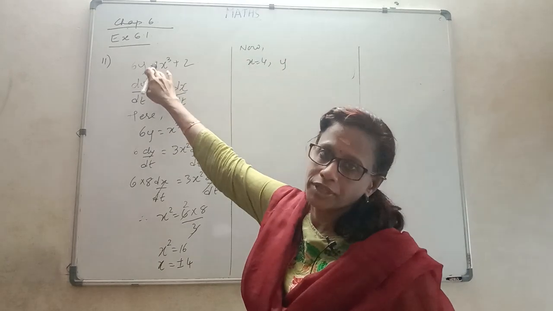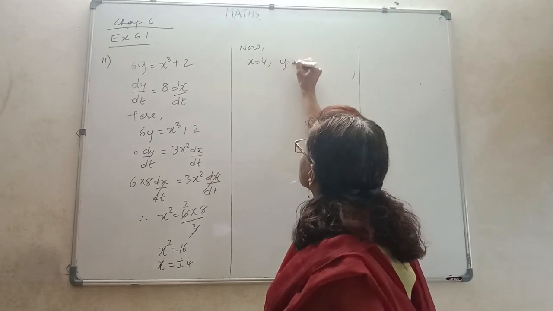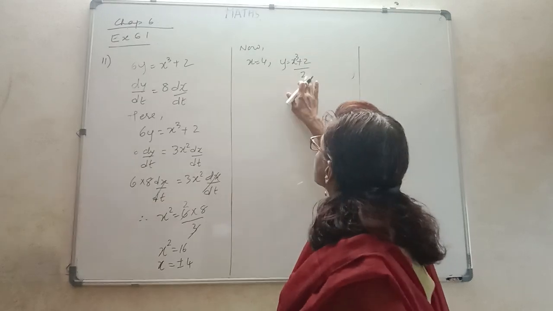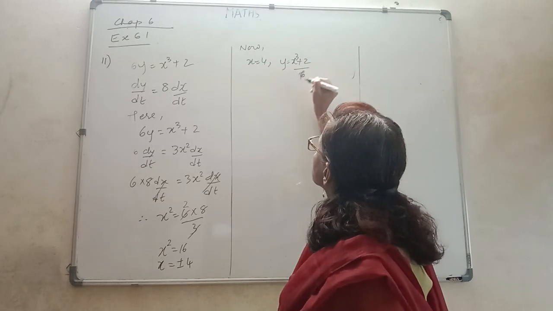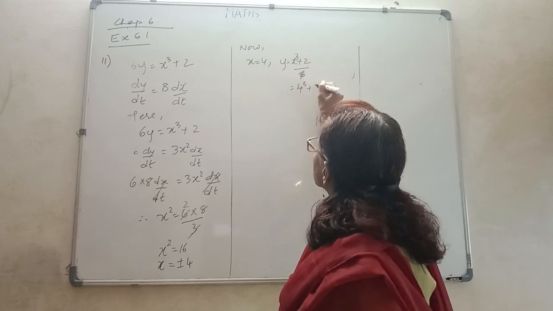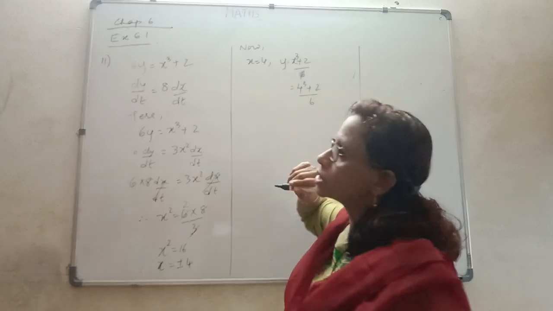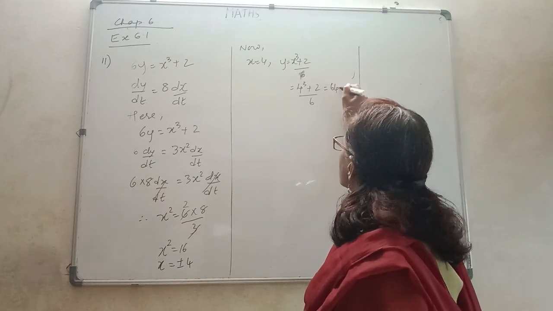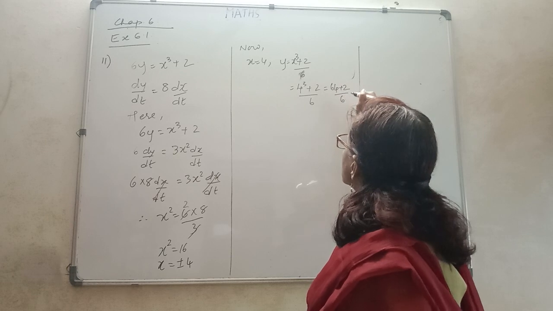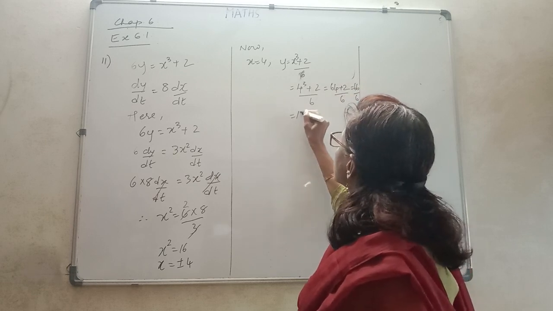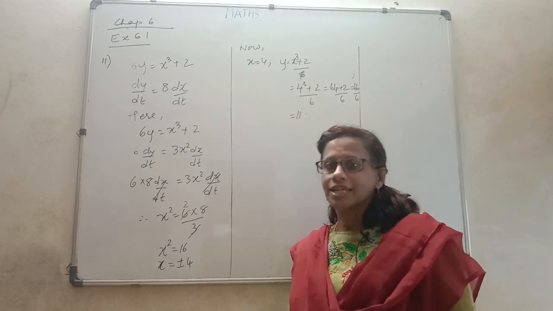We already have y as x cube plus 2, all divided by 6. So x cube means 4 cube plus 2 by 6. 4 cube is 64, so 64 plus 2 by 6 is 66 by 6, that's 11. So the y coordinate is 11.